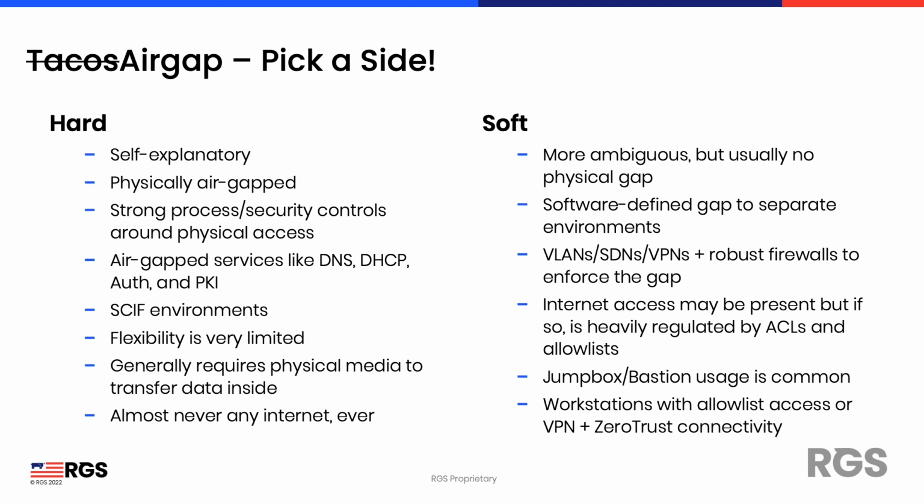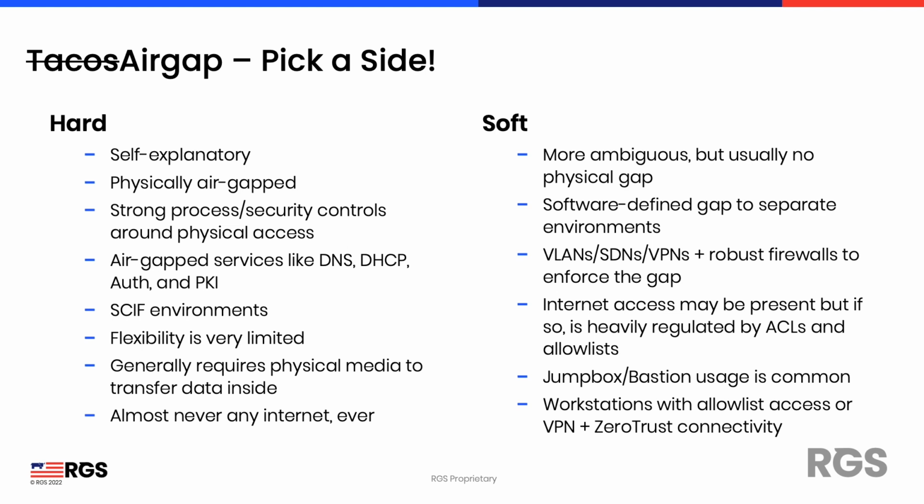Internet access may be present, but if it is, it's usually heavily regulated using access control lists and allow lists and things like that, for, say, sites you can actually connect to or ports you're able to connect over, banning different protocols and things like that. Jump boxes and bastion hosts are usually very common, but we also see where you can use your own workstation over, say, a VPN with some zero trust setup, and just connect right in. And that's kind of what I'm going to do here.